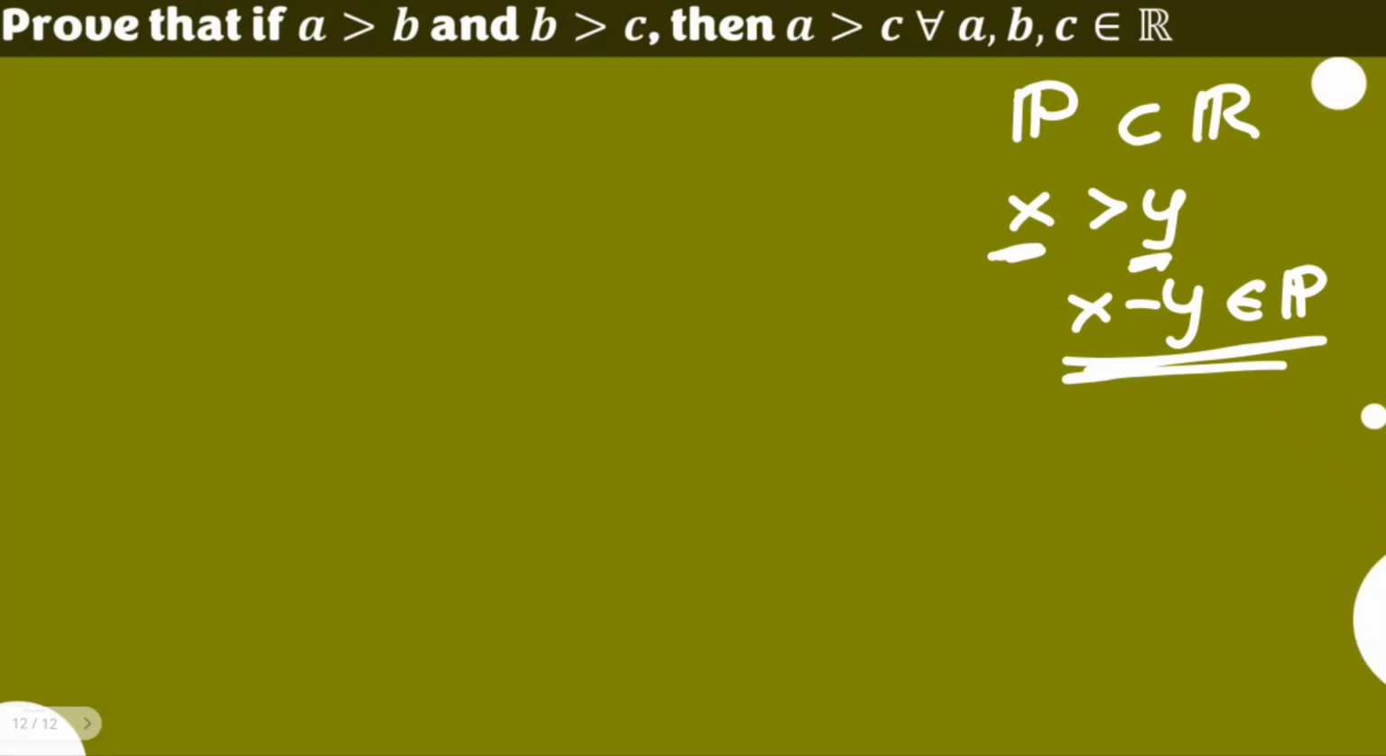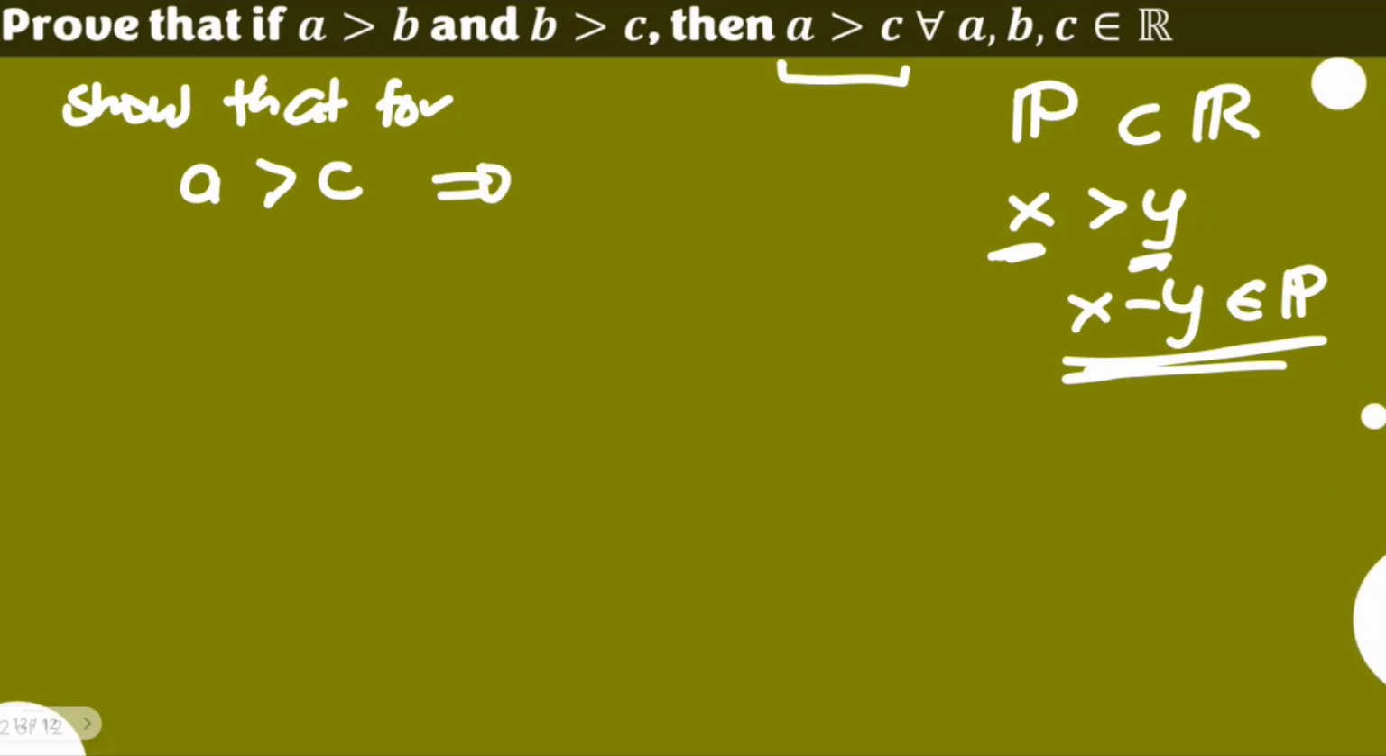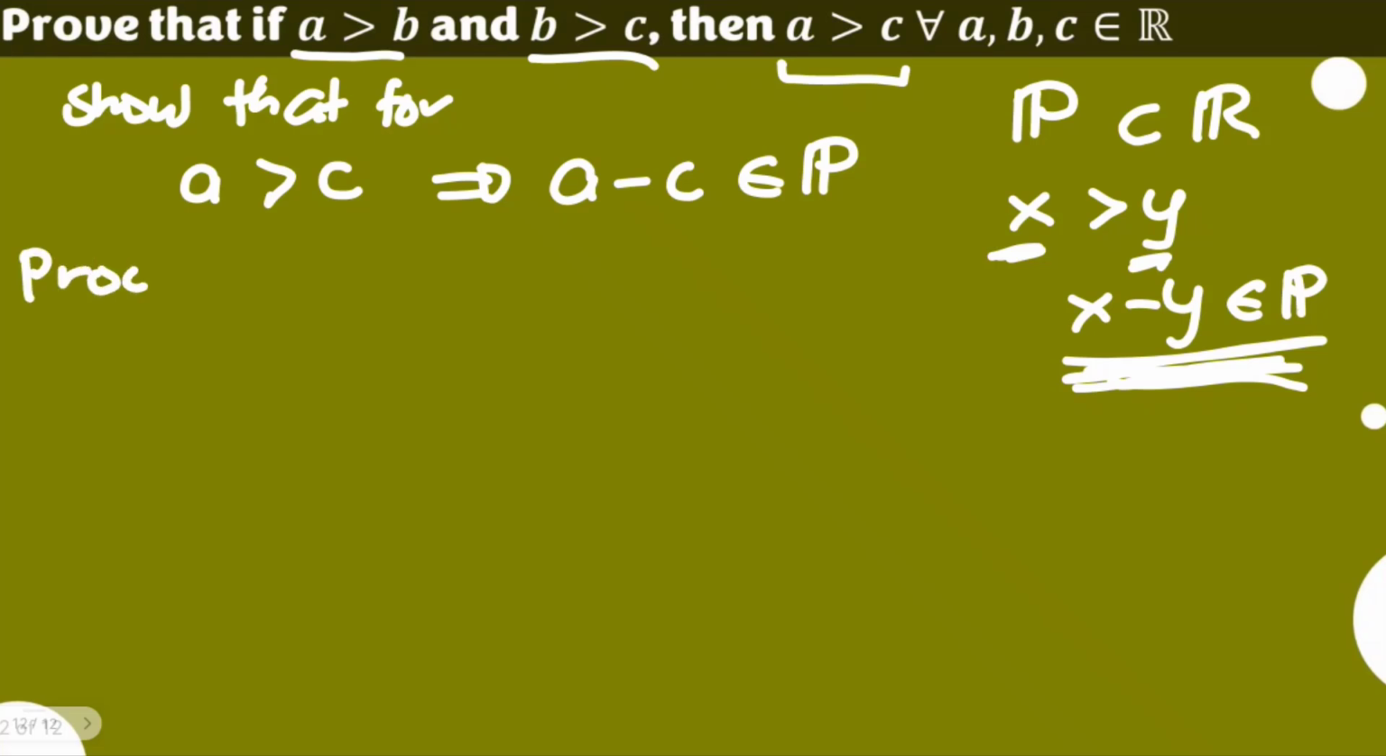Now, since our point here is we are proving this, we are going to show that for A greater than C, it tells us that A minus C is an element of the positive real numbers, which is connected to this idea. We are going to use this definition not just for the item we are trying to prove, but even for these two statements here. So let us start with our proof.